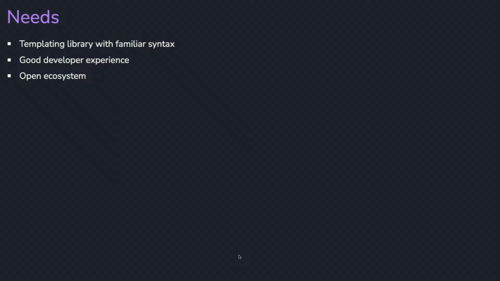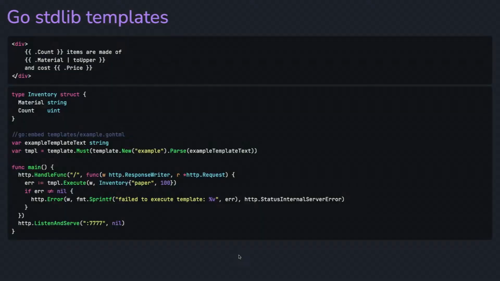So if you're going to do this in Go, what do you actually need? Some sort of templating library that feels familiar, something that's easy to pick up and use. Good developer experience, something that doesn't make you hate your life when you're using it, and a bit of an ecosystem around it so that you're not hand cranking everything yourself.